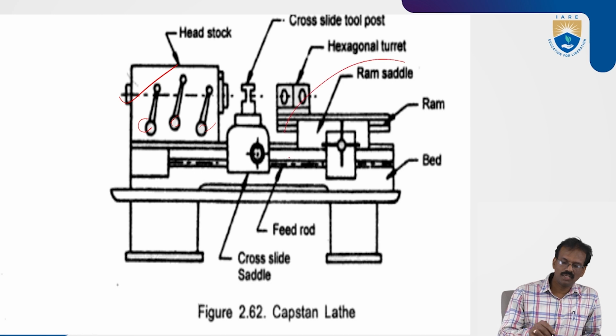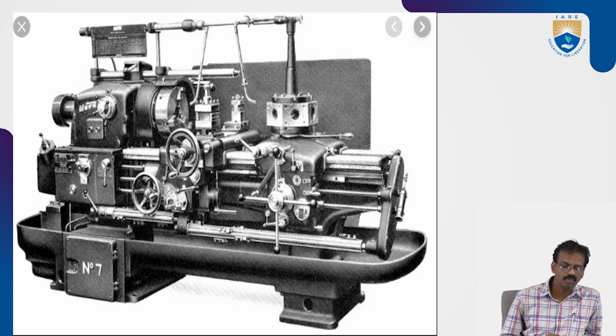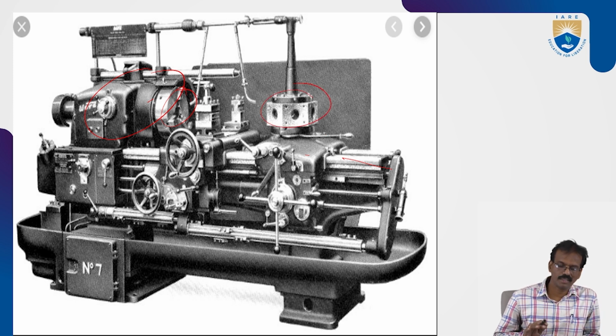Here the tailstock is replaced by a saddle ram type headstock with a hexagonal turret. This is the block body. You can see this is the headstock. By the help of the headstock, the chuck will be rotated, and through this chuck we can fix the workpieces. Here, this is the saddle. It moves on the guideways. On the saddle we can fix the hexagonal turret head.